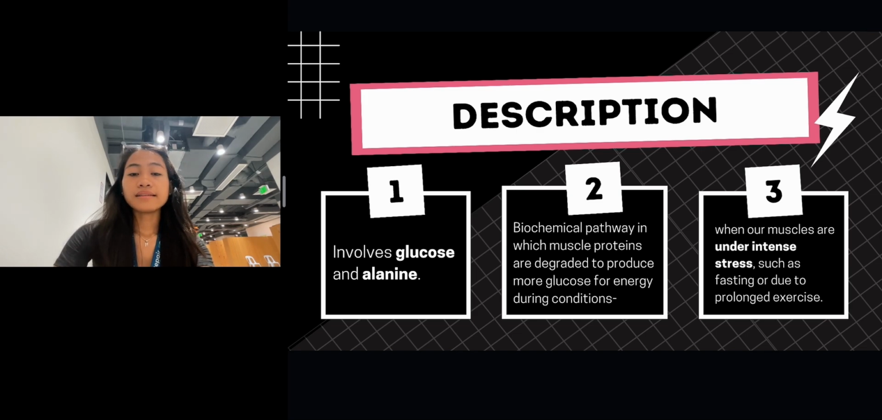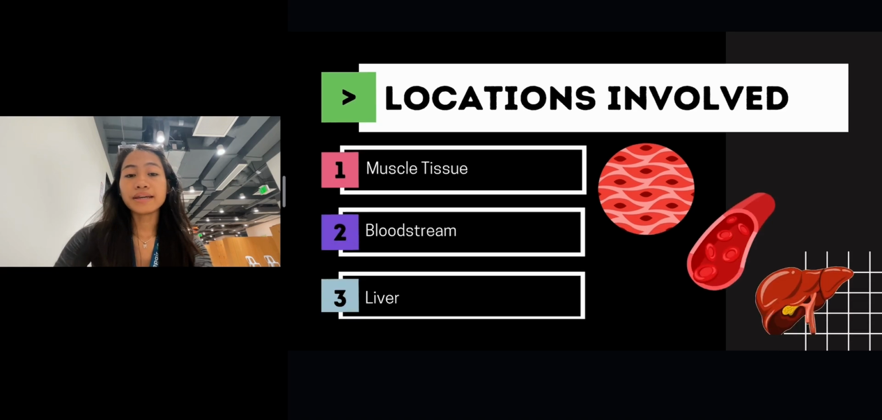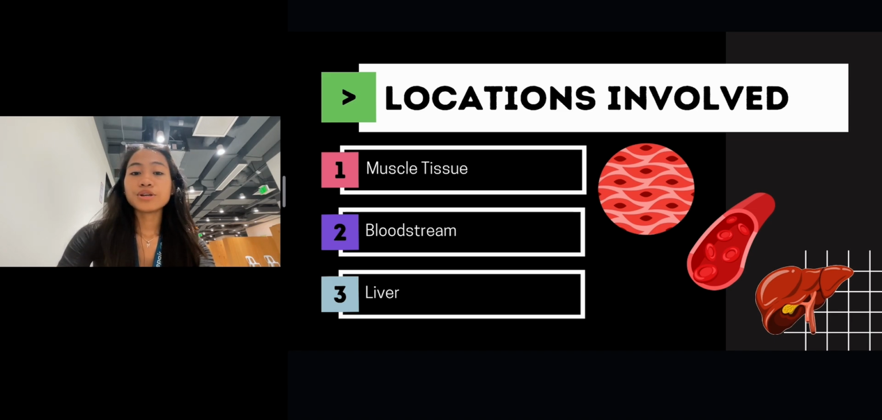The Cahill cycle takes place between three main sites: the muscle tissue, where glucose is broken down and alanine is formed; the bloodstream, which serves as the transport pathway for alanine; and the liver, where alanine is converted back into pyruvate for gluconeogenesis, and ammonium is removed through the urea cycle.